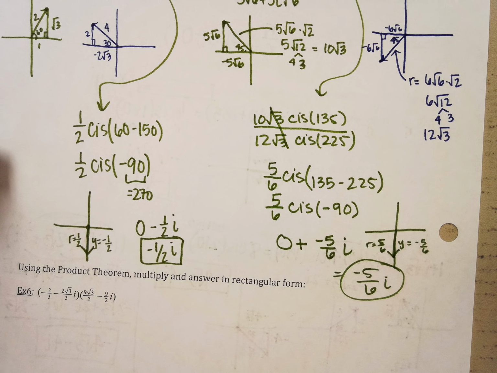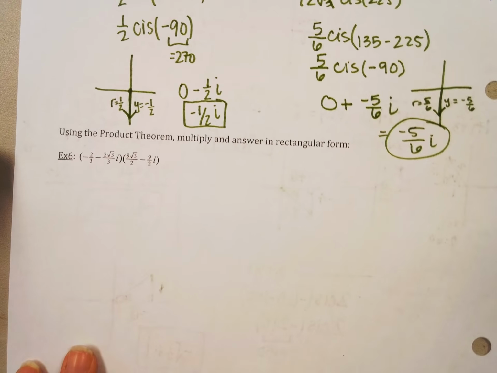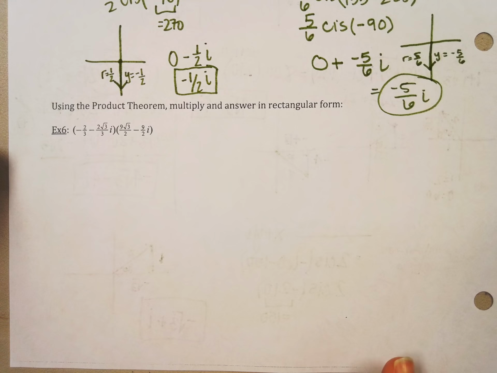Okay, last one. Again, this is something that we're going to use the product theorem rather than the quotient theorem that we've been looking at. This is something that we could multiply all out, but it gets really complicated, so instead we're going to convert it to polar form and then convert it back to rectangular form at the end.